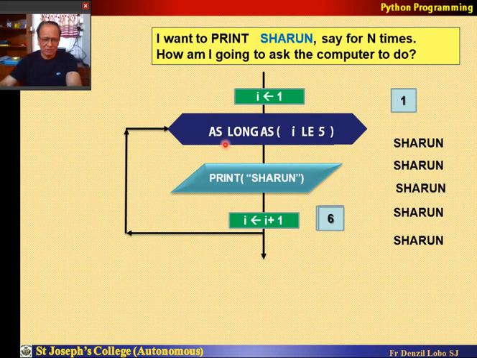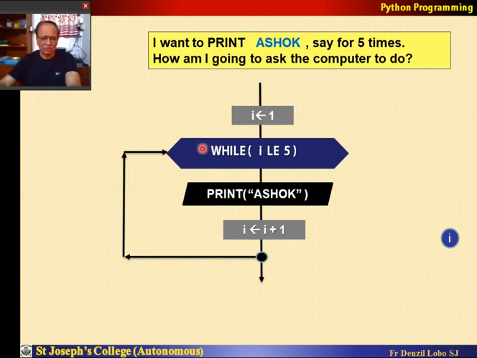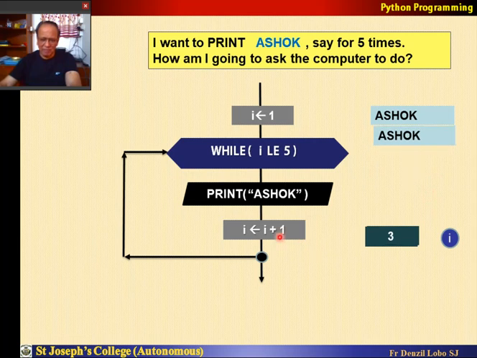This is again using as long as. So we will substitute this as long as using the while statement. While I is less than or equal to 5, print Ashok. Let us see what happens. I is equal to 1. It has printed here, I is equal to 1 printed. Then I becomes 2. It prints for the second time. I becomes 3.